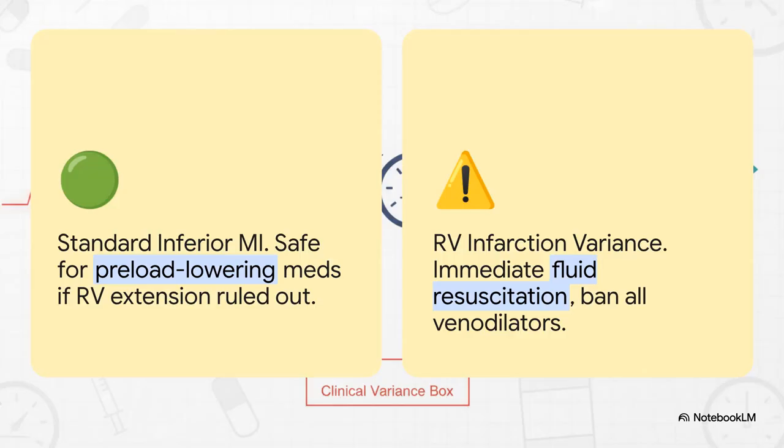Just look at how this one single variable, right ventricular involvement, completely flips your management strategy. If you're dealing with a standard inferior MI and you've ruled out right-sided extension, then sure, preload-lowering medications like nitrates are perfectly safe. But the second you spot that V4R ST elevation, you execute a total protocol shift. You immediately prioritize IV fluid resuscitation, and you explicitly ban all venodilators.